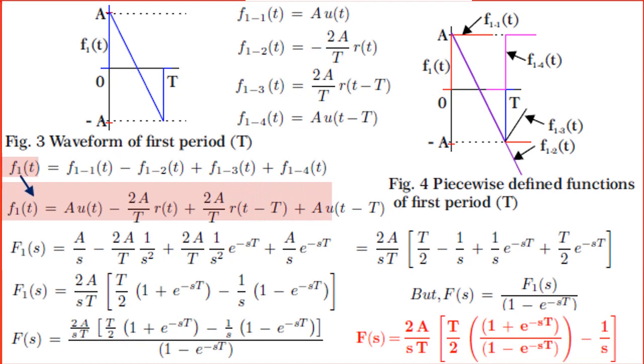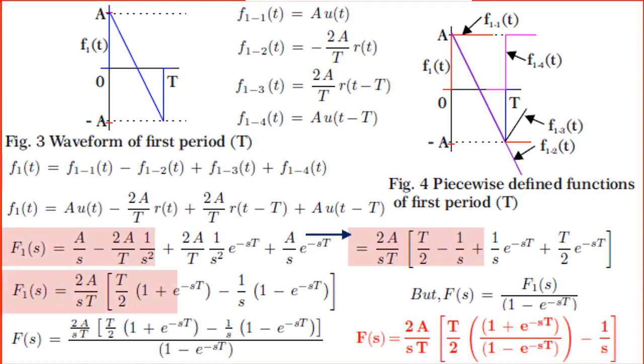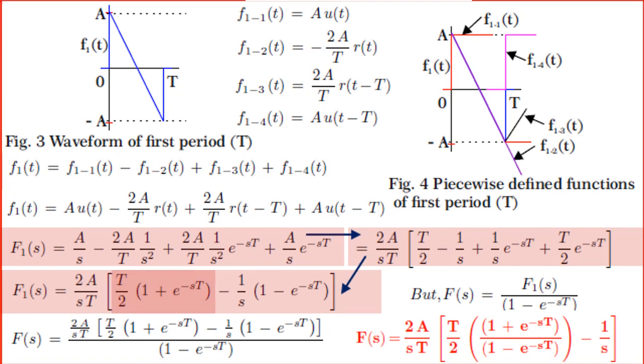By taking Laplace transforms, we get F1(s) is equal to A/s minus 2A/T into 1/s² plus 2A/T into 1/s² into e to the power of minus sT plus A/s into e to the power of minus sT. Friends, next is only simple algebra. By rearranging and solving, we get F1(s) is equal to 2A/(sT) into bracket T/2 into bracket 1 plus e to the power of minus sT minus 1/s into bracket 1 minus e to the power of minus sT.